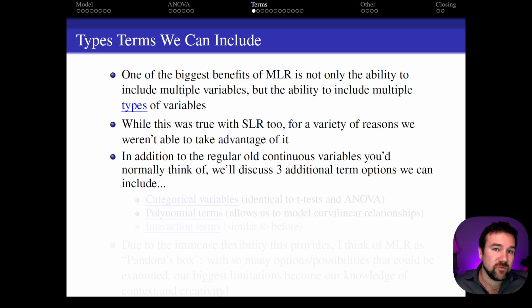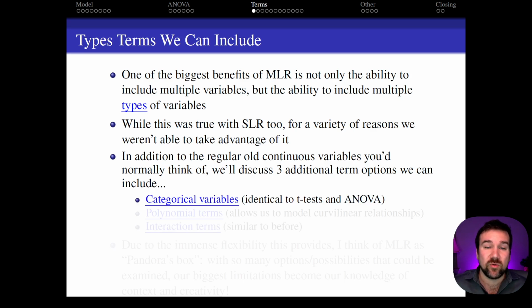In addition to the regular old continuous variables that you'd think of, there are three additional term options that we'll talk about specifically in this video. It's not how do I include another categorical variable or another continuous variable. You just drop in another continuous variable in the model and interpret it. But the three new types of variables that we can include are categorical variables. And these are literally mathematically identical to t-test and ANOVA if we construct those particular comparisons.